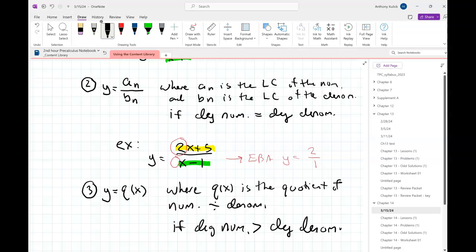So that q of x is the quotient of the division problem, numerator divided by denominator. And we do that if the degree of the numerator is greater than the degree of the denominator.